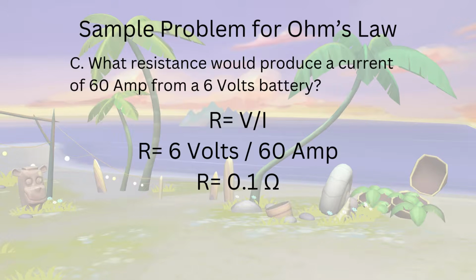Number 3. What resistance would produce a current of 60 amp from a 6 volts battery? R equals V divided by I. R equals 6 volts divided by 60 amp.